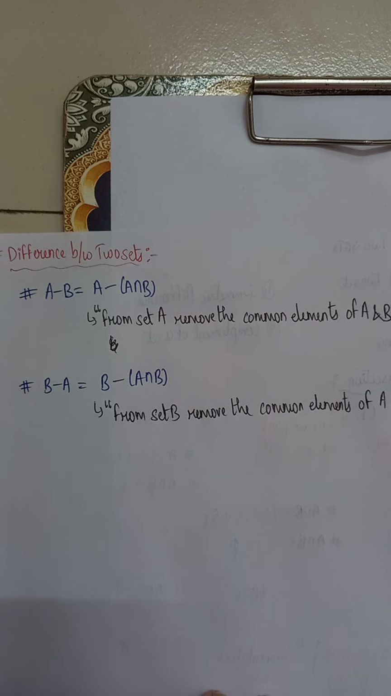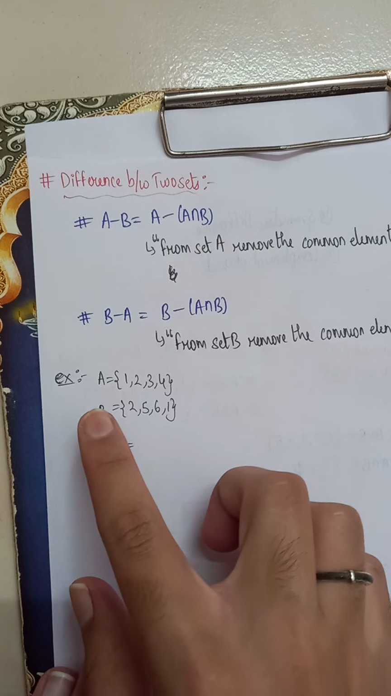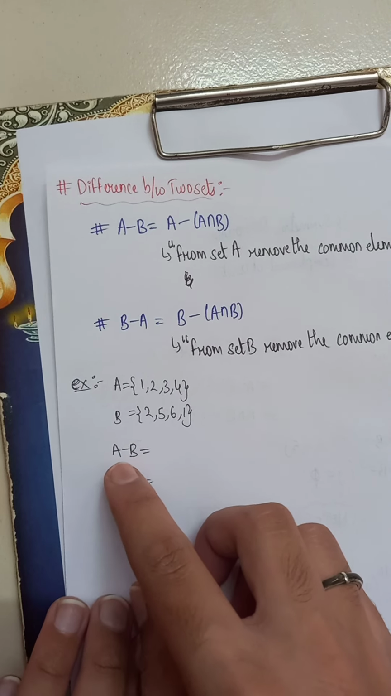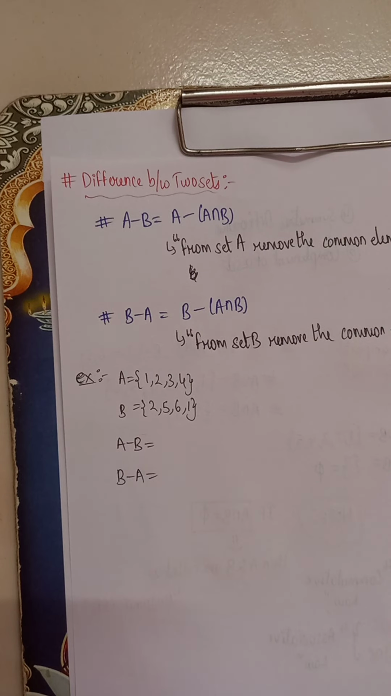Now I'll try to explain it to you with an example. So this is the example. What does the example say? If set A is this and set B is this, then you need to find what is A minus B and B minus A. I'll try to explain it.